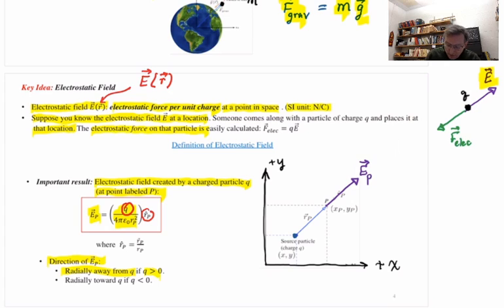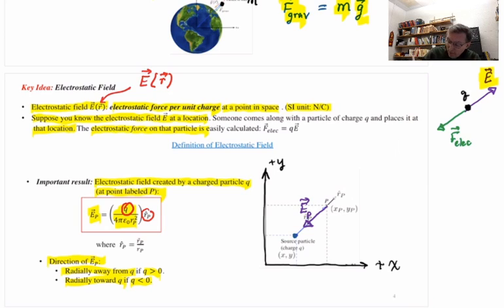But what if the source particle Q is a negative value? Then the Q in that formula is a negative number, and E is exactly opposite to r hat at point P. So the E arrow would be that way, towards the source. Okay? That's a very important point. Radially toward Q if Q is negative, and radially away if Q is positive.